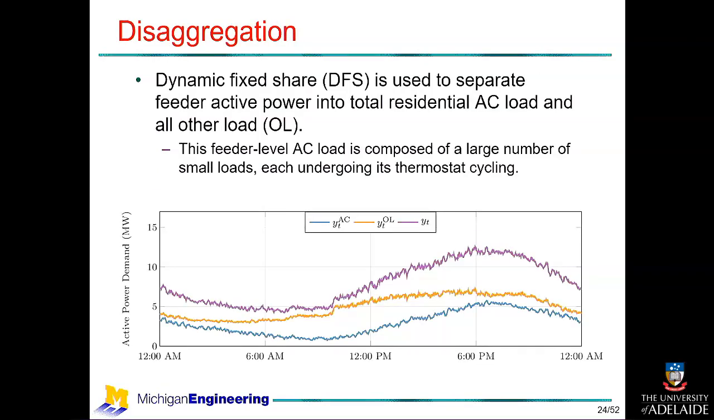The algorithm that we use is called dynamic fixed share. It separates out residential air conditioning from all the other load. At the feeder level, keep in mind the air conditioning load is these large numbers of small loads, each one of which is undergoing thermostatic cycling. So when you do this separation, we'll go through how this all works, but this is the sort of information. The total load is this pink, the other load is the yellow, and the air conditioning load is the blue. And that's an outcome of the disaggregation.